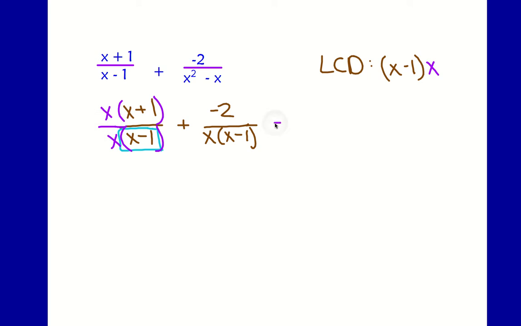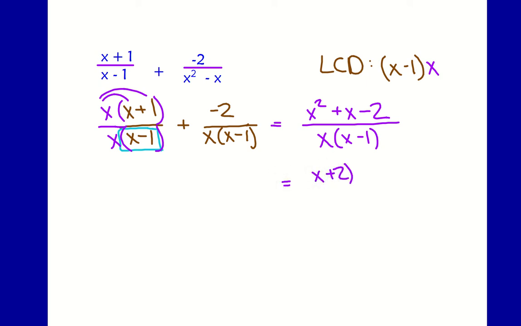So now that I have a common denominator of x times (x minus 1), I can go ahead and distribute across the top and then add. So this becomes x squared plus x minus 2 on top over x times (x minus 1). Then the directions said, if possible, refactor the numerator now that I've combined my terms so that I can see if anything else may cancel out again. Turns out for us that the numerator does factor into (x plus 2) times (x minus 1).